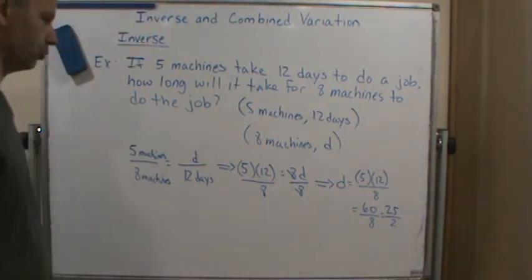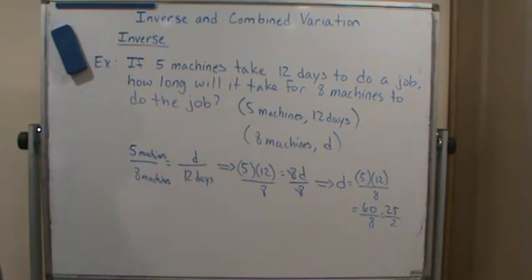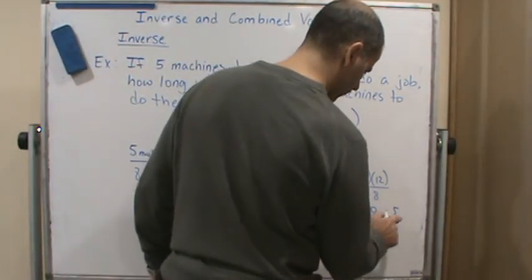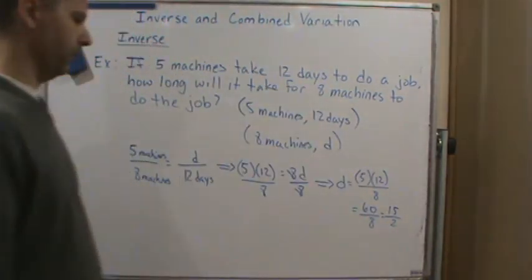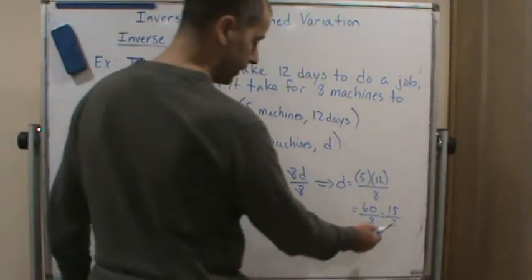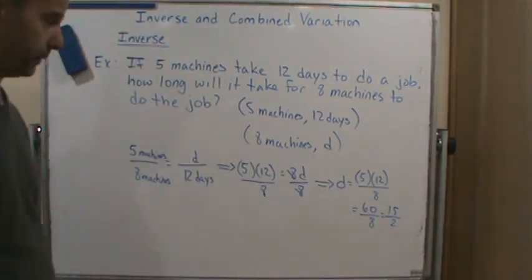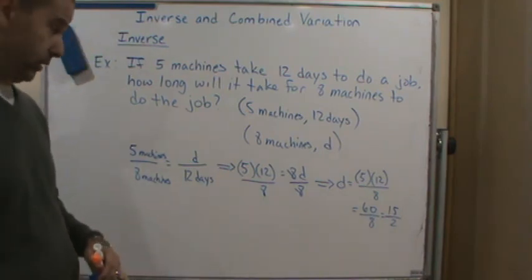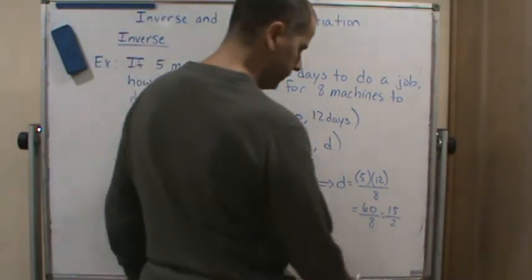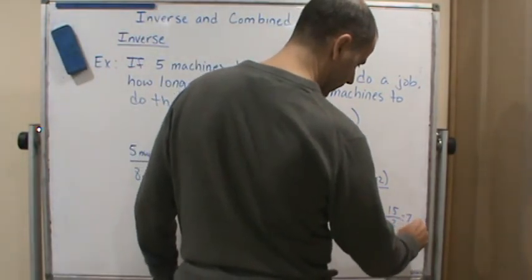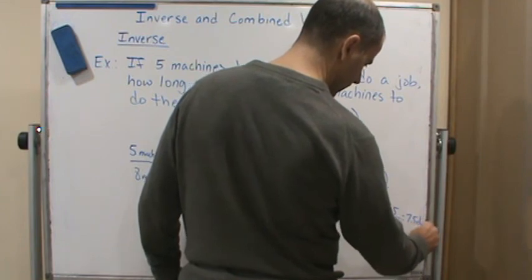Hold on a second. I'm sorry, not 25. It's 15. Which is 7 and a half. I was going to say, that first one didn't make sense, right? I knew I made a mistake because it should take less than 12 days, not more than 12 days. So this is 15 over 2, which then gives me 7 and a half days.